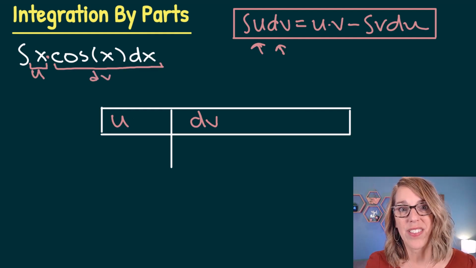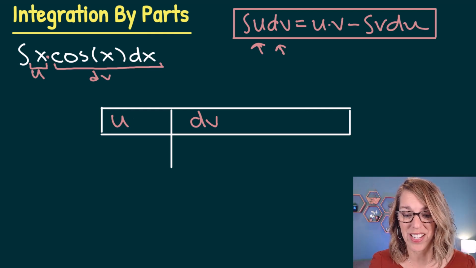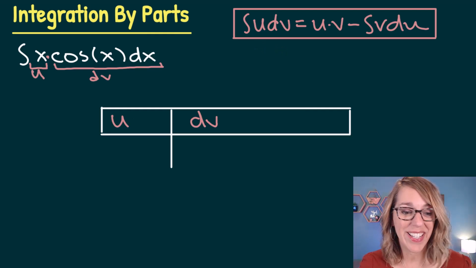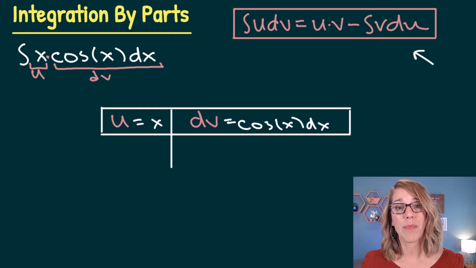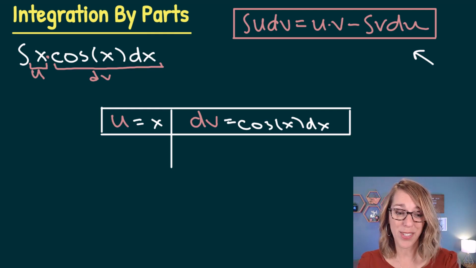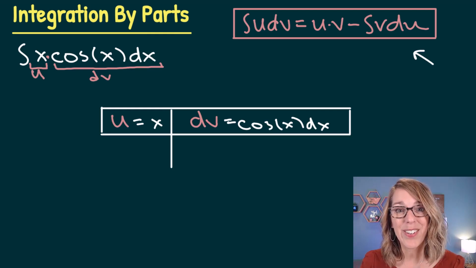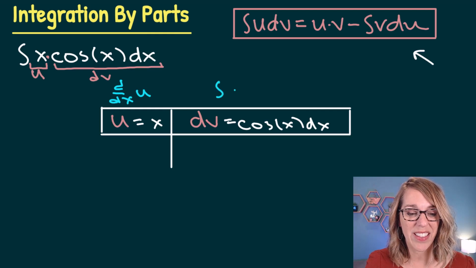So I'm going to break everything in that integral into either u or dv. Notice how the dx is always going to come along with the dv. Now I've got my u and my dv assigned. U is equal to x and dv is that cosine x dx. Now in order to apply the formula, I'm also going to need du. So I'm going to take a derivative there, and I'm also going to need v, so I'm going to need the integral there.